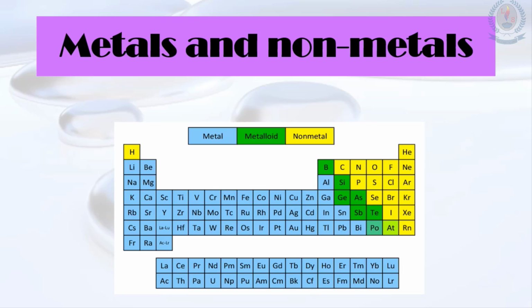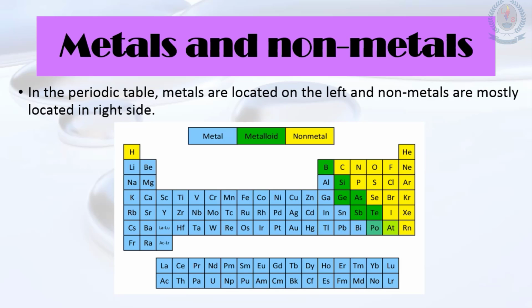Now you are seeing a periodic table here. Carefully see, in this periodic table, the elements are colored with three different colors: blue, green and yellow. The metals are represented with light blue color and non-metals are represented with yellow color. The metalloids, or semi-metals, are represented with green color. So, we can interpret that in the periodic table, metals are located on the left hand side while non-metals are located on the right hand side.